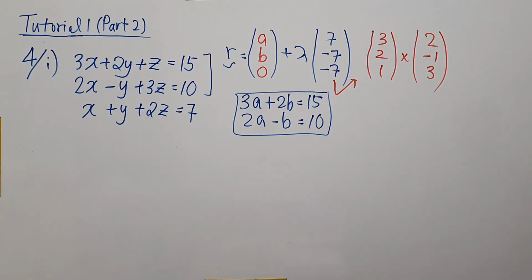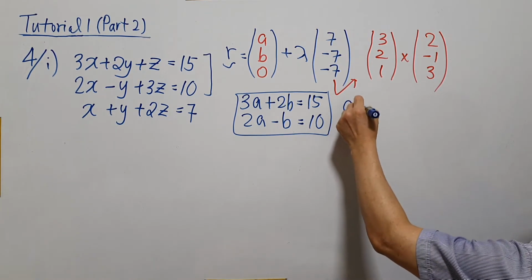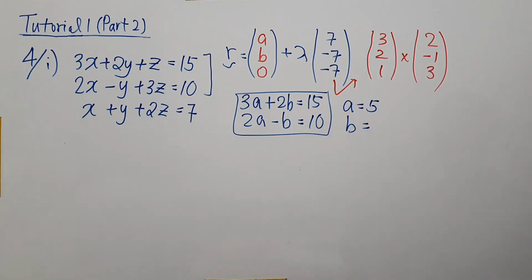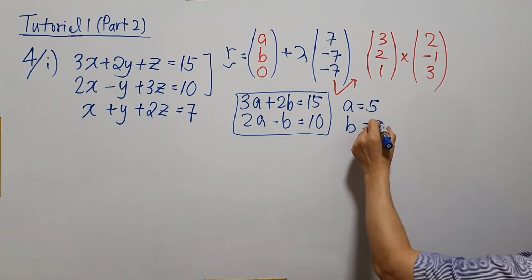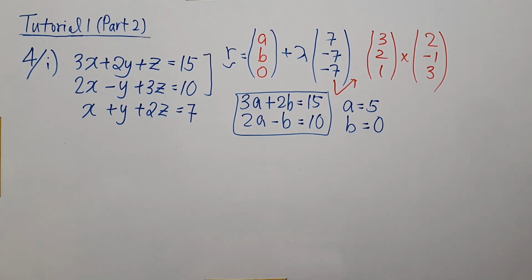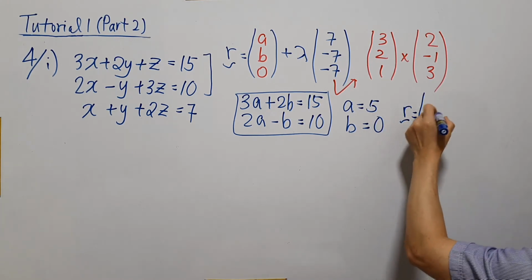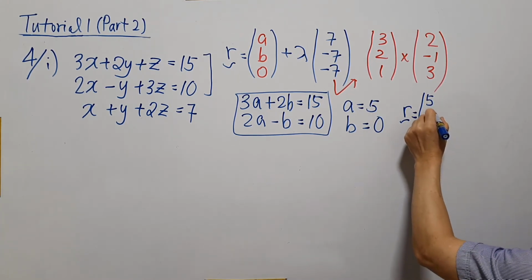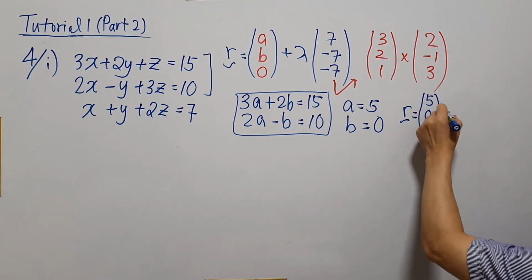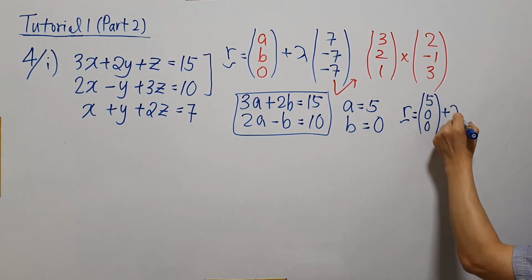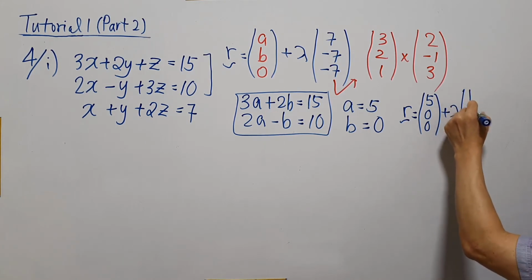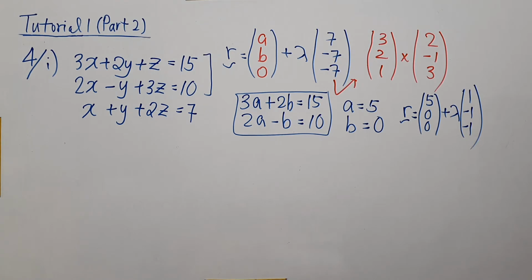To solve for A and B, you got 35. So A is 5. I think A is 5. And then B is equal to 0. Okay, so I get this point. Therefore, the equation of the line that I have here is R equals 5, 0, 0 plus... Okay, let me change it. I don't want to deal with big numbers. I deal with small numbers. I can always change the direction vector.